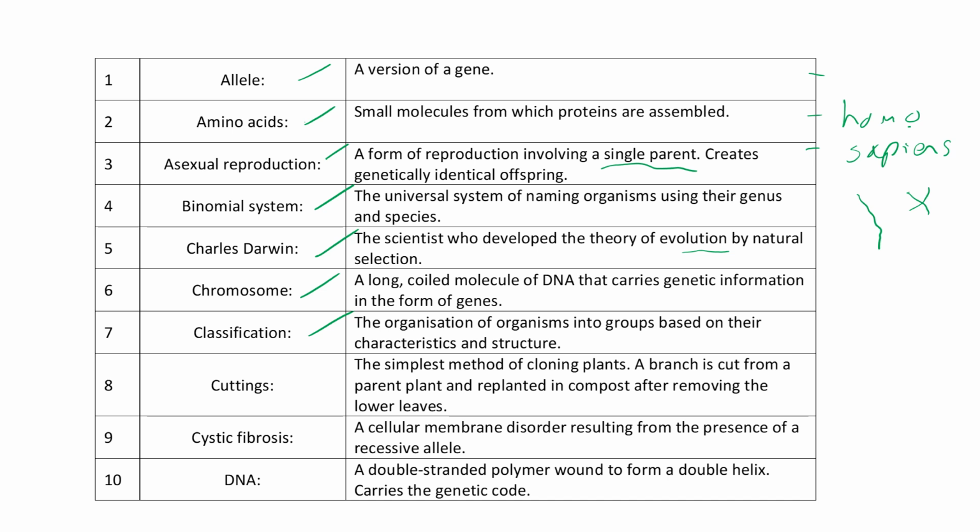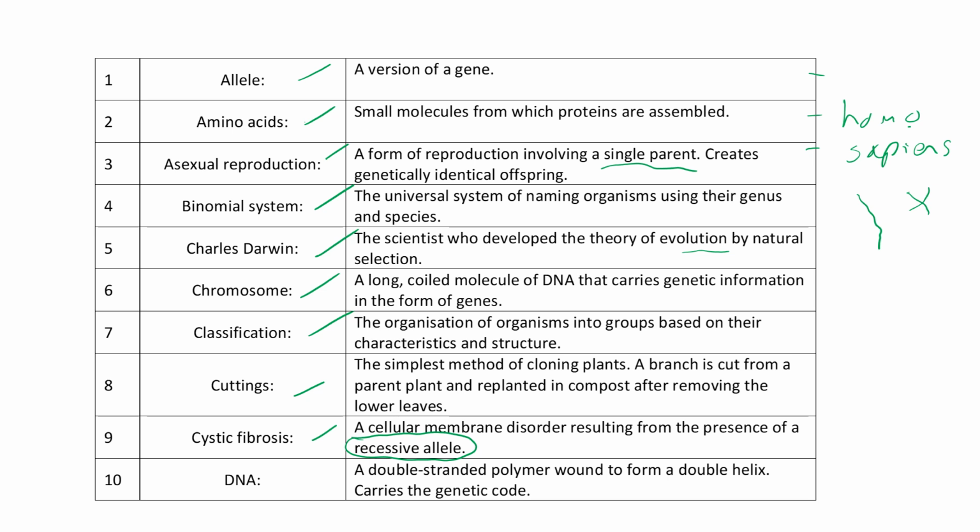The simplest method of cloning plants, a branch is cut from a parent plant and replanted in compost. So cut a branch off, and then put it into the ground, and theoretically you can make cuttings where you can grow a new tree. A cellular membrane disorder resulting from the presence of a recessive allele: cystic fibrosis. And the important thing about that is it is recessive.